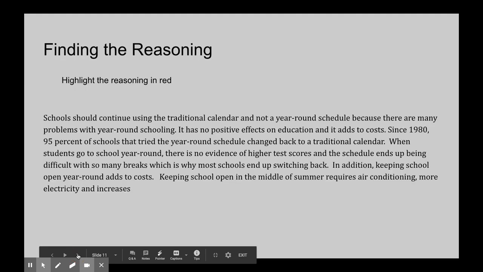Okay, so on this one, notice this slide is gray, so it's your turn. So you are going to be highlighting the reasoning in red. So find the reasoning in red.